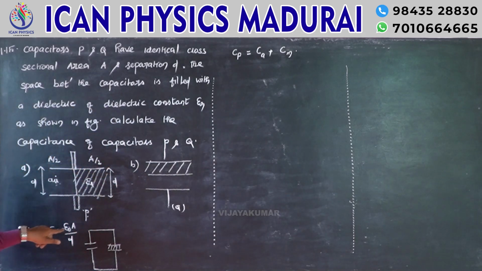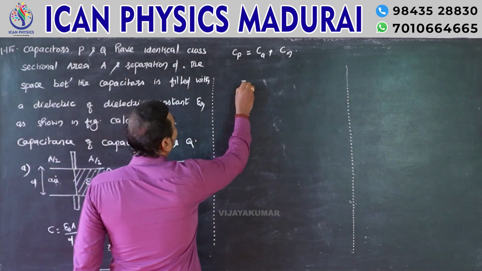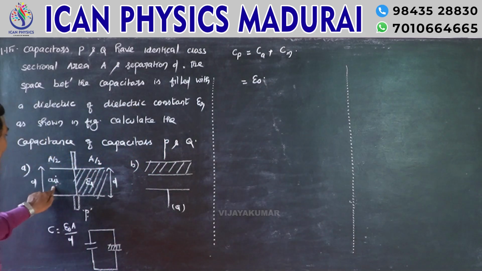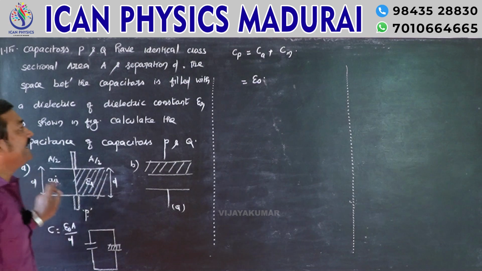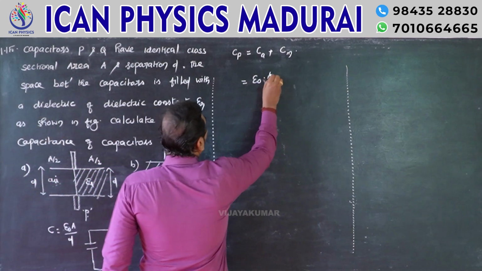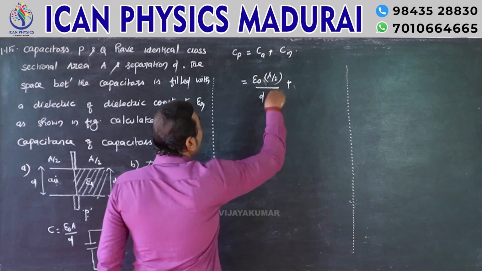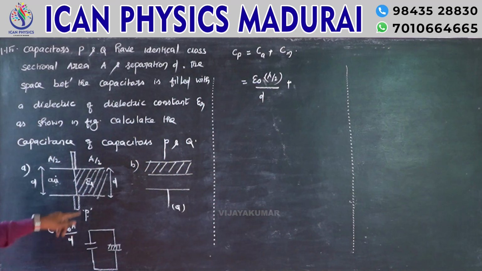So epsilon 0, this is the case for air. How am I going to modify it for air? Epsilon 0. In air, what is the area? A by 2. What about the distance? D. So A by 2 divided by D. Right. In the medium, what is the capacitance? That is C dash equals epsilon A by D.